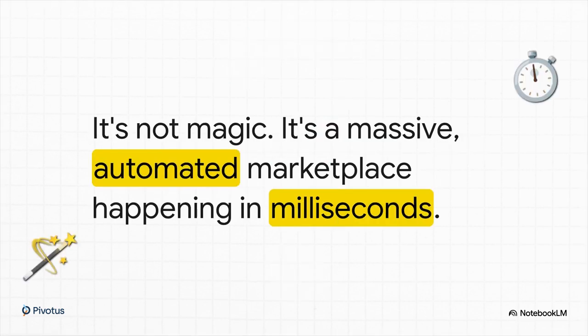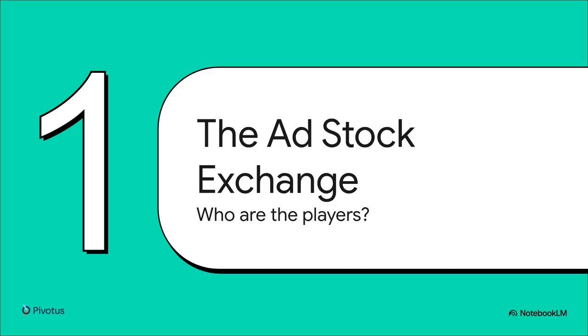So no, it's not magic. It's just really, really advanced technology. What's happening is a huge, completely automated auction, and it all goes down in the time it takes for you to load a single web page. This system is called programmatic advertising, and it's basically the invisible engine that powers a huge chunk of the internet. To really get how this all works, we first need to meet the key players, the ones making all the moves in this crazy high-speed market.